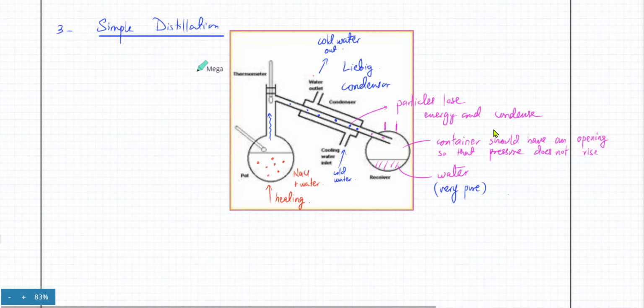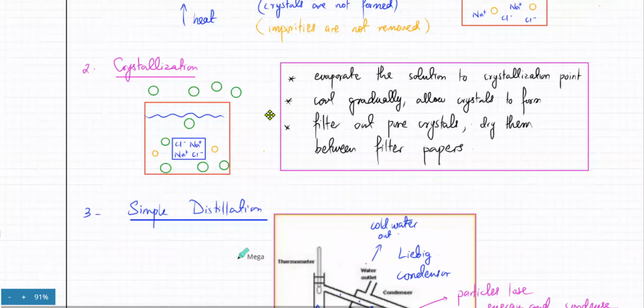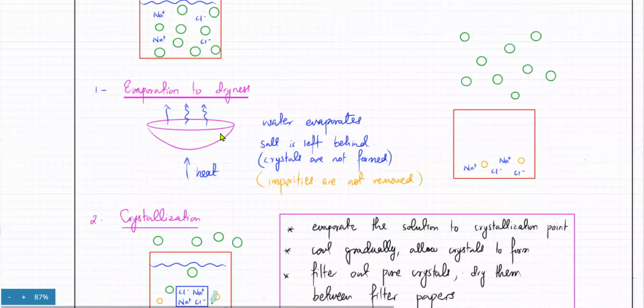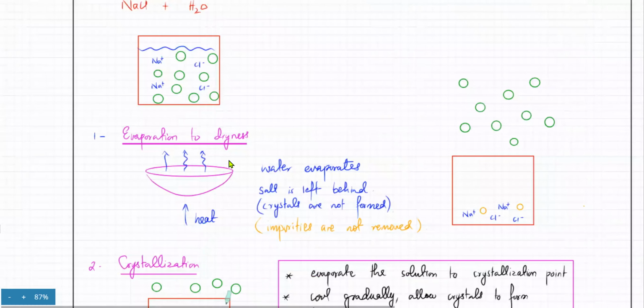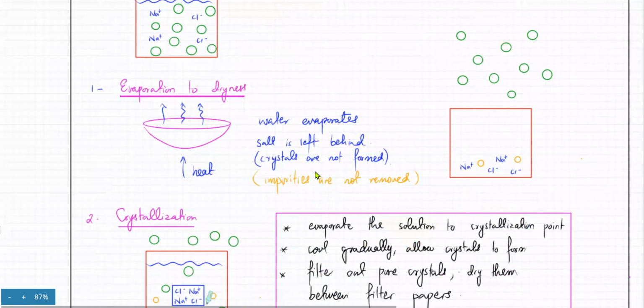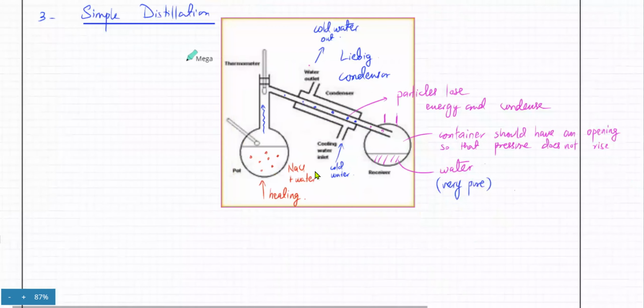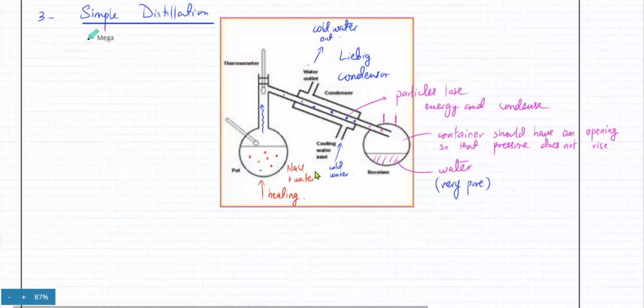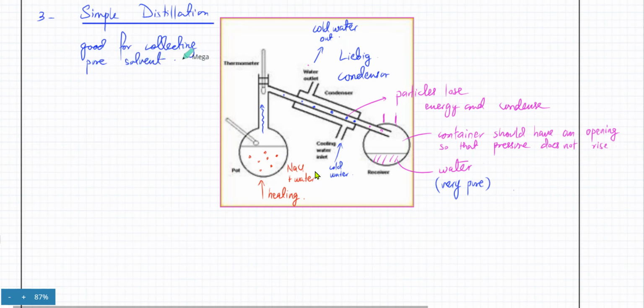If you're looking at the previous methods, in crystallization, the water would still have a lot of impurities. The crystal would be pure, but the water is not going to be. You're not going to get good quality water in this way. Same with evaporation to dryness, you're going to lose all the water, so you're not collecting the water. Same with pretty much all the other methods. Distillation is the one where you get it. It's good for collecting the solvent, so good for collecting pure solvent.